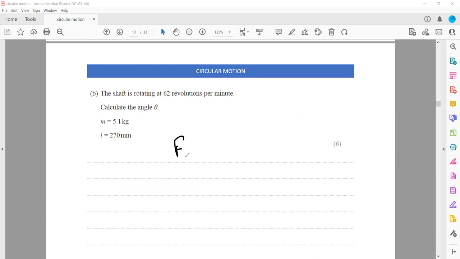The formula for centripetal force is mr omega square. M is the mass, which is 5.1. What about R? It is equal to L sine theta. And what about omega? Omega is equal to 62 multiplied by 2 pi divided by 60. Still, theta is unknown, L is known, theta is unknown. So we will not be able to solve.